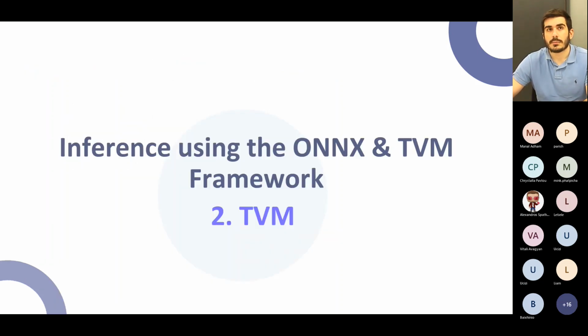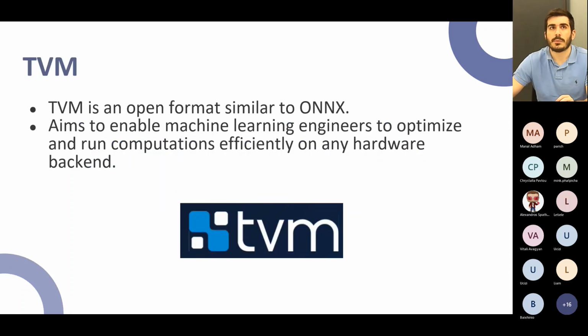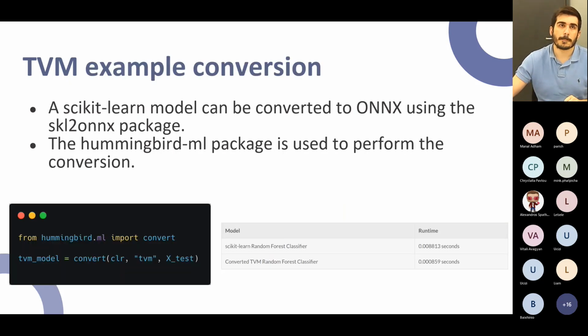The second framework we'll be talking about is TVM. Again, TVM is a very open format that can be used to convert models from one library to a more generic format. And again, it allows you to run those models in a very optimal manner on many different kinds of hardware. So a TVM model can be converted using the Hummingbird ML package.